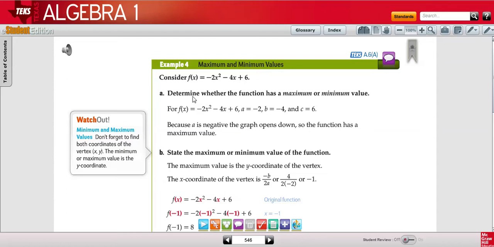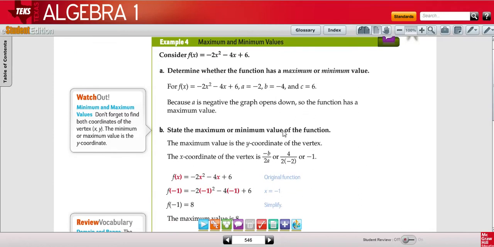It says consider f of x equals negative 2x squared minus 4x plus 6. Part A says determine whether the function has a maximum or a minimum value. Well, based off of what you just wrote down in your Cornell notes, we know that because a here is negative, a is negative 2, the graph opens downward, which means the function has a maximum value.